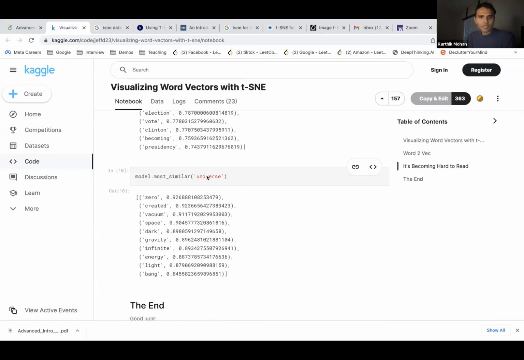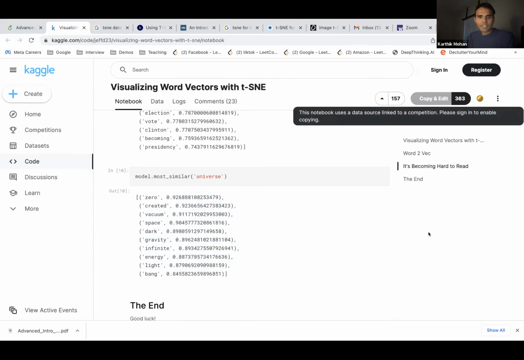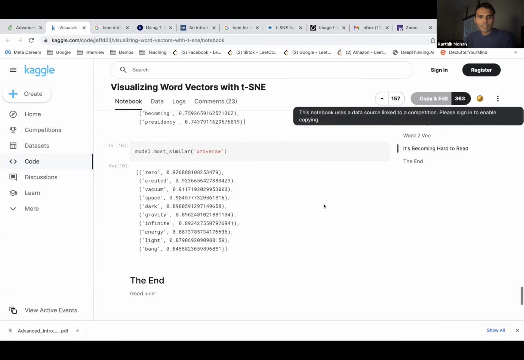Most similar word to the universe, and then the zero created vacuum space. Wow, this is very interesting, right? So you can see these 2-dimensional representations do have some information in the way they're putting things together. So this is one example. Let's see if we have another example.